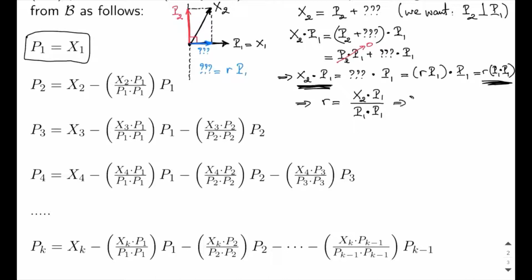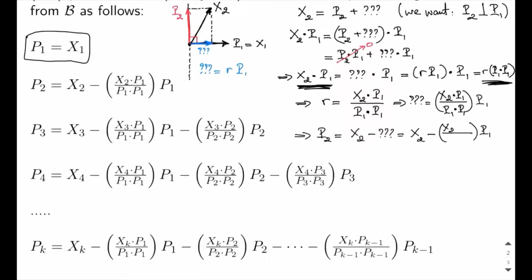So the triple question mark is going to be the scalar r times p1, and the scalar r has been found to be this. So p2 is x2 minus the triple question mark. So it's x2 minus a scale of p1, and the scalar is this. All right, now you look at this formula, it's exactly the one here. So that's how we find p2.